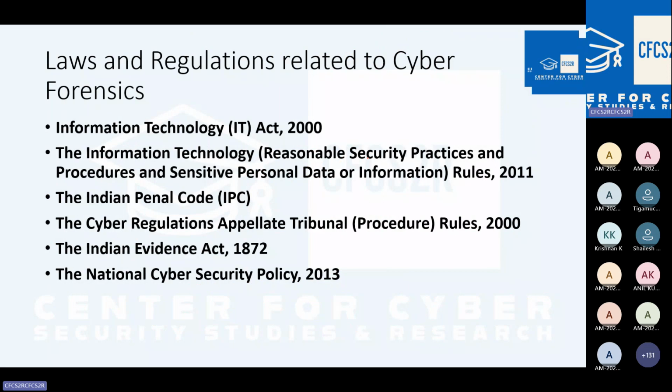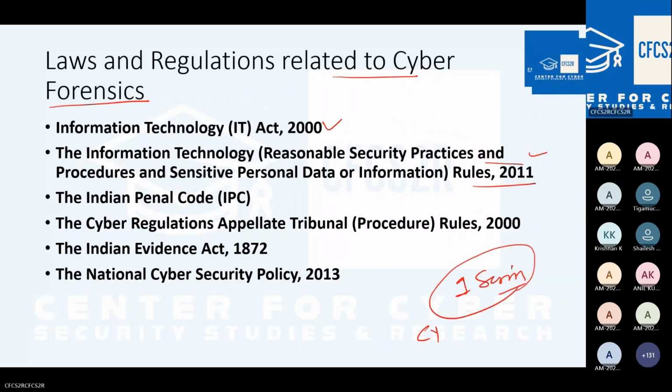Then we have talked about the laws and regulations related to cyber security and cyber forensics. So as I've already told you, the most important part is the IT Act 2000. Then we have another, the Information Technology Reasonable Security Practices and Procedures and Sensitive Personal Data or Information Rules 2011. This is also important. So I will be taking one session particularly for the cyber law. Okay, so unless you understand the law, you cannot do forensics, because if you understand the law, you know how to produce evidence in the court of law.